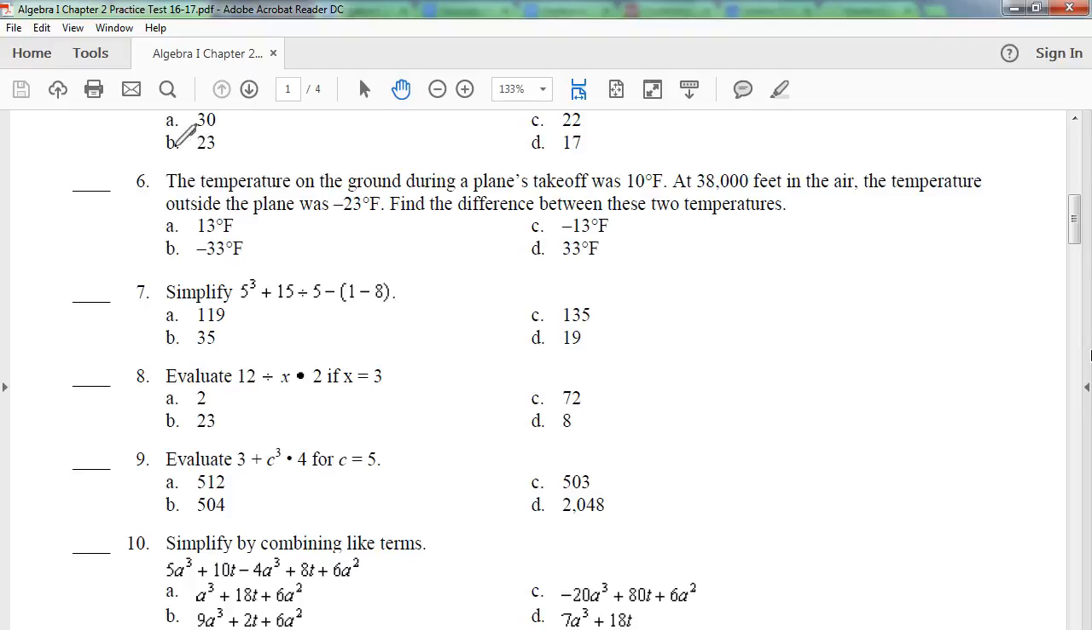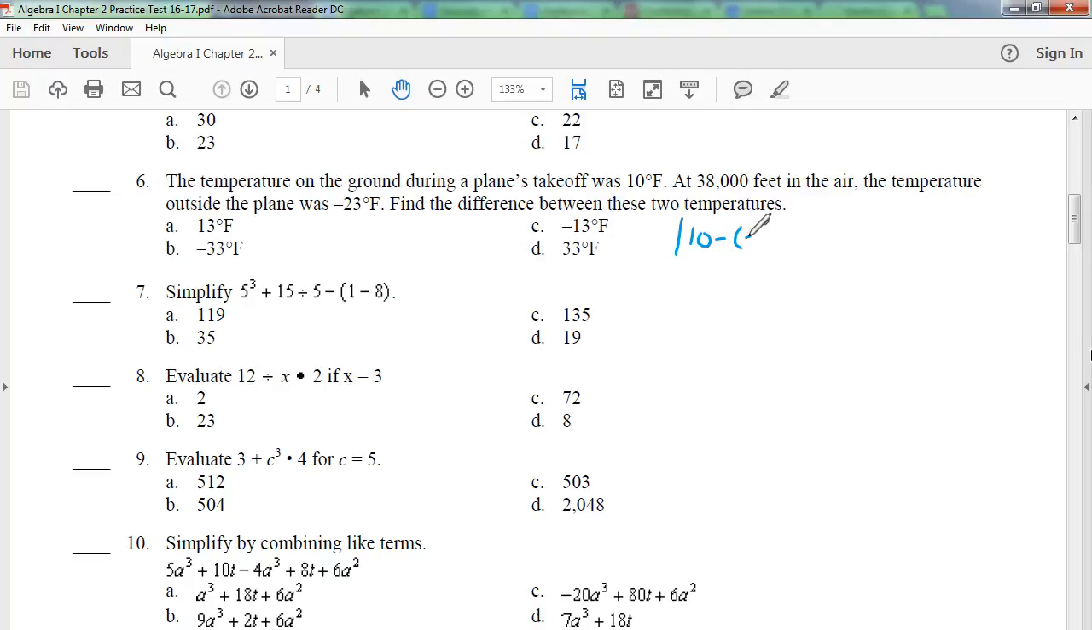Okay, number 6 says the temperature on the ground during a plane's takeoff was 10 degrees Fahrenheit. At 38,000 feet in the air, the temperature outside the plane was -23 degrees Fahrenheit. Find the difference between these two temperatures. Because we're looking for the difference between the two temperatures and it doesn't tell us which direction to subtract, we're basically looking for the distance between these two numbers on a number line, which implies an absolute value problem.